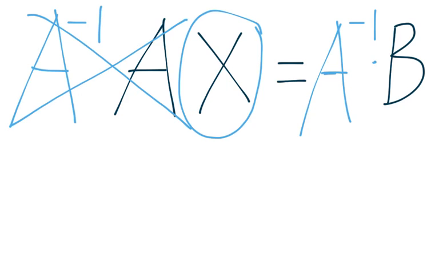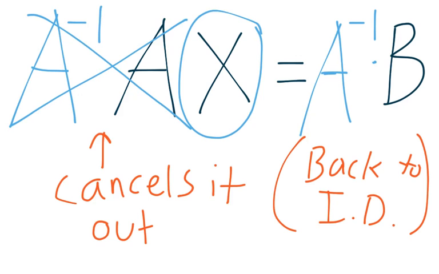Multiplying the inverse by the original matrix just cancels it out. These two multiply, because they're inverses of each other, back to the identity matrix, the 1, 0, 0, 1 matrix. So apply this, back to the last problem.